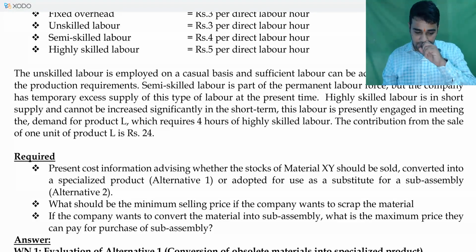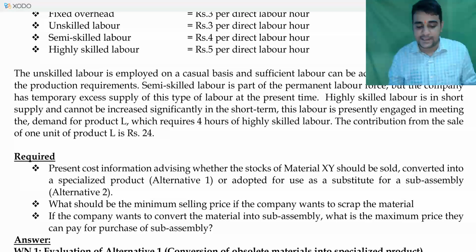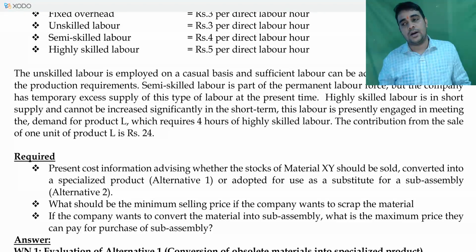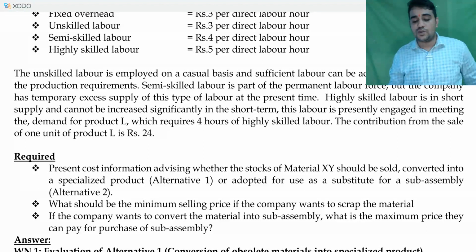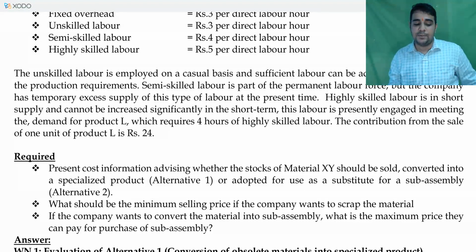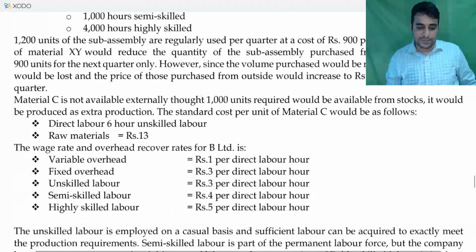Present cost information advising whether the stock of XY should be sold, converted into a specialized product, or adopted for use as a substitute for sub-assembly. What should be the minimum selling price if the company wants to scrap the material? If it wants to convert into sub-assembly, what is the maximum price they can pay for purchase of sub-assembly? Go through the question.